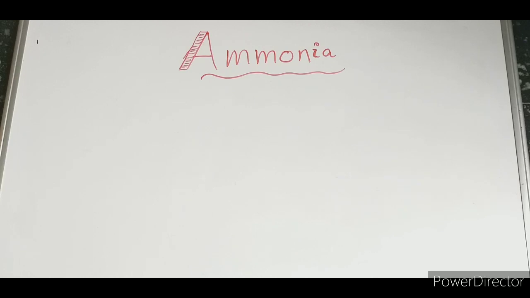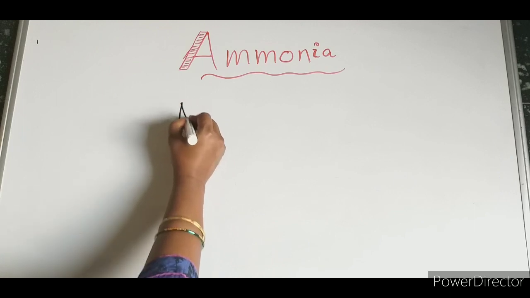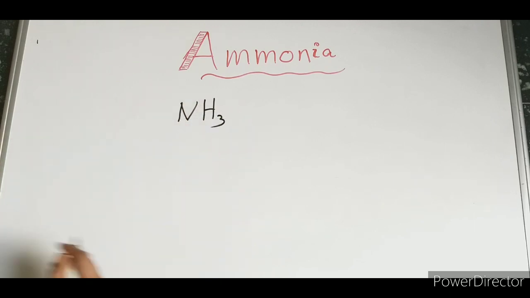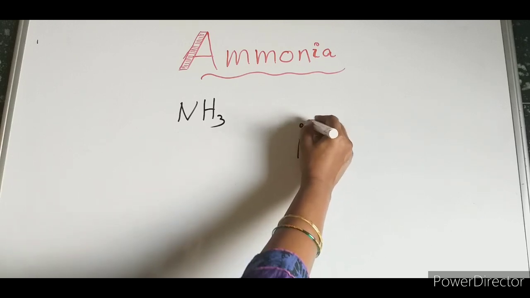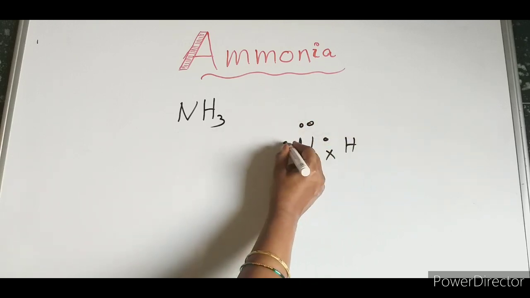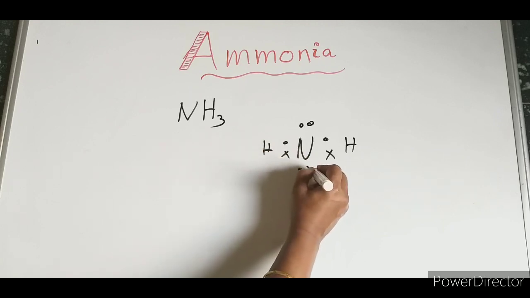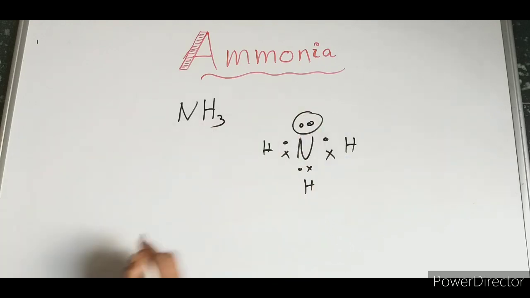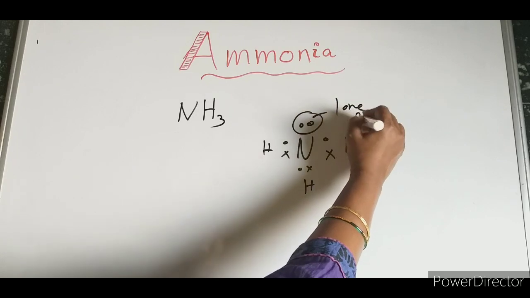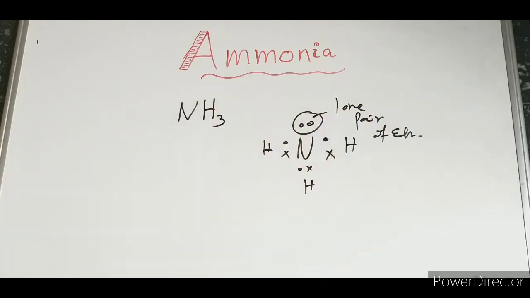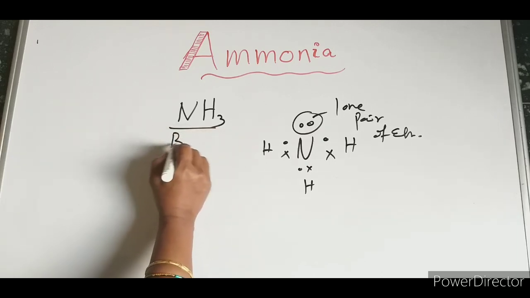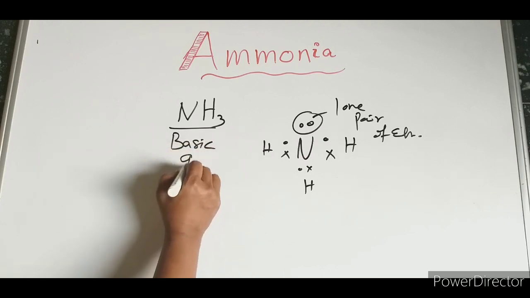Today we will discuss ammonia. Ammonia is represented like this, NH3, and its structure will be here. This is the lone pair of electrons. Ammonia is a basic gas.